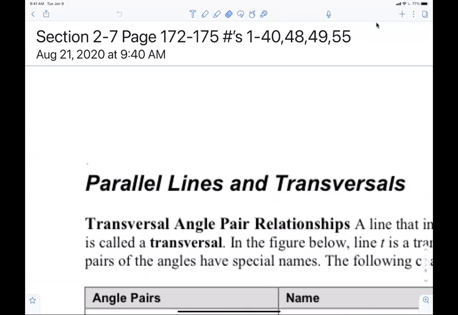Section 2-7. It's going to be pages 172 to 175, numbers 1 through 40, 48, 49, 55. Pages 172 to 175, numbers 1 through 40. Now, again, I am kind of being funny when I said you did learn this in 6th grade. You learned the name of all of these angles.